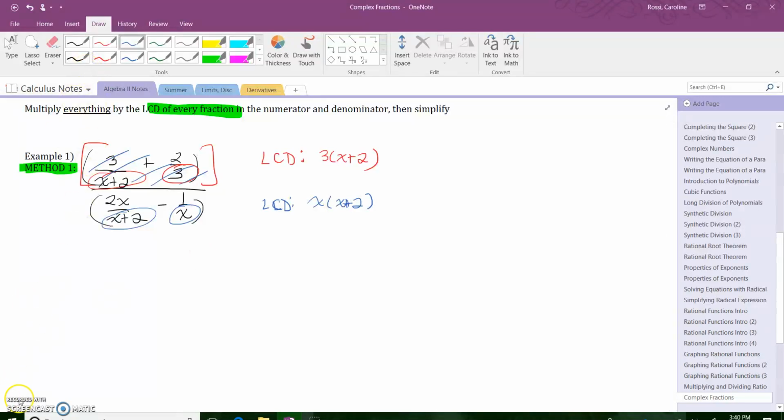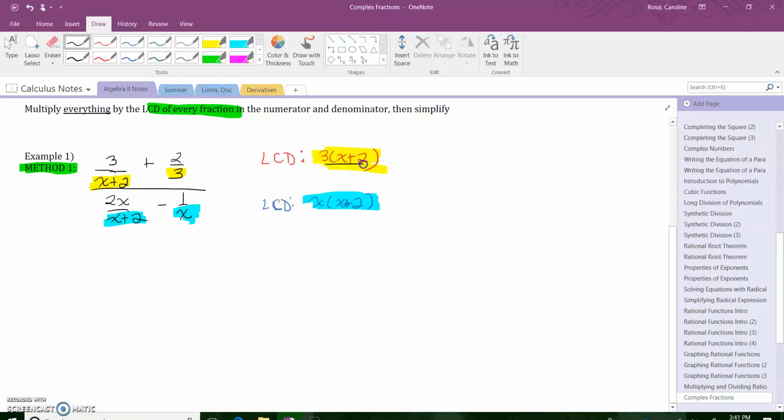Now what I need to do is make my yellow denominators look like this yellow LCD, and make my blue denominators look like this blue LCD. So in order to make x plus 2 become 3 times x plus 2, I need a 3 here. And in order to make 3 look like my LCD, I need an x plus 2. Let's go ahead down here and rewrite that. 3 times 3 is 9, plus 2 times the quantity x plus 2. I can put this over the one LCD now, 3 parentheses x plus 2.